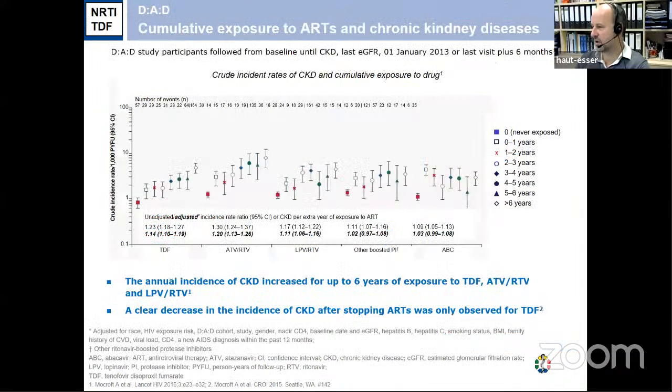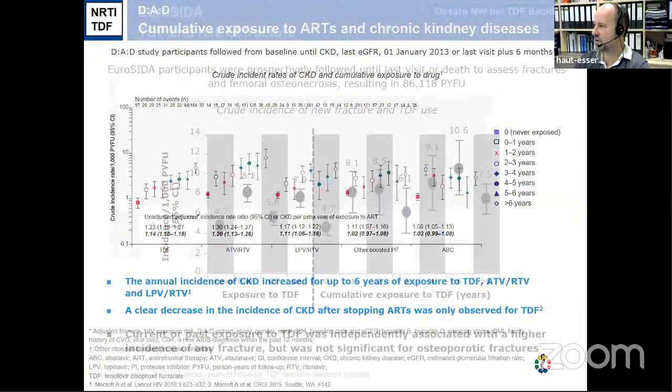And there is a lot of discussion about TDF in Germany and also in Europe about the guidelines. Tenofovir disoproxil fumarate is associated with a higher number of chronic kidney diseases, and this is in older patients, more than 50 years old, and there we see more often also kidney problems. So perhaps this is not the best choice for this patient.